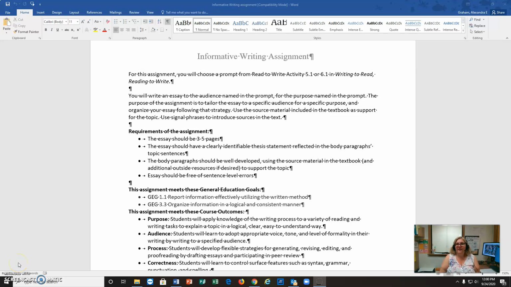This is the informative essay walkthrough. So what we're doing is going through the assignment to help make sure that you understand what the assignment is and what I'm looking for from you in this assignment.